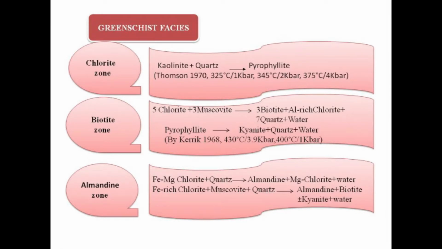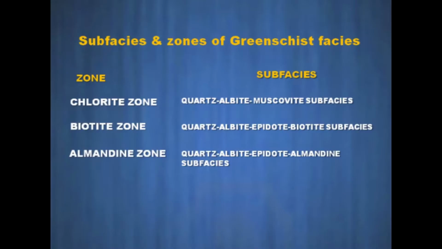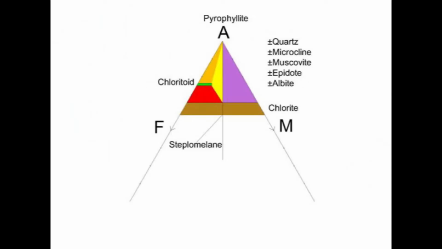Mineralogical change in pelitic schist: the classic chlorite, biotite and almandine garnet isograds of Barrow are used to divide the greenschist facies into three subfacies or zones. Zones and subfacies: the chlorite zone, quartz, albite, muscovite subfacies; biotite zone, quartz, albite, epidote, biotite subfacies; almandine zone, quartz, albite, epidote, almandine subfacies. Now take up the chlorite zone.